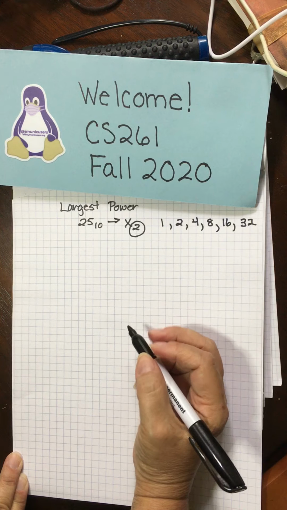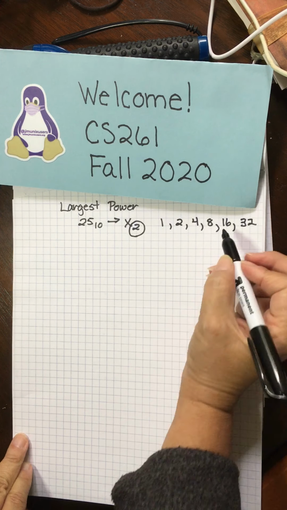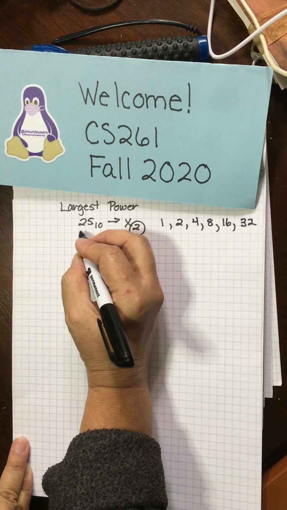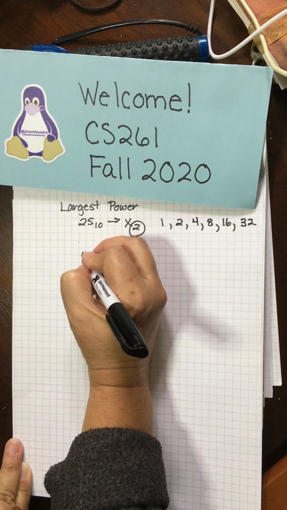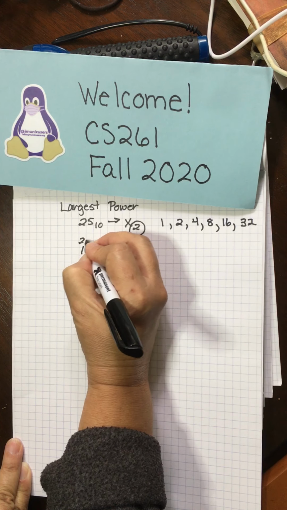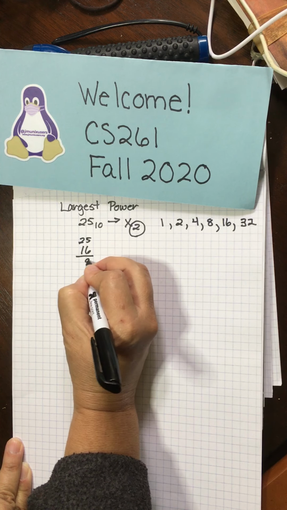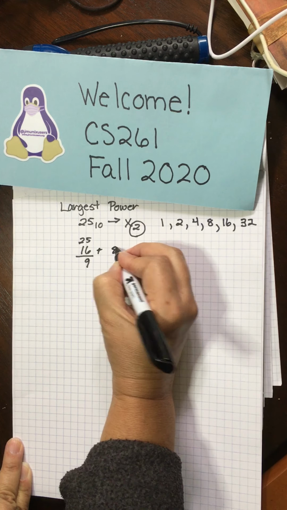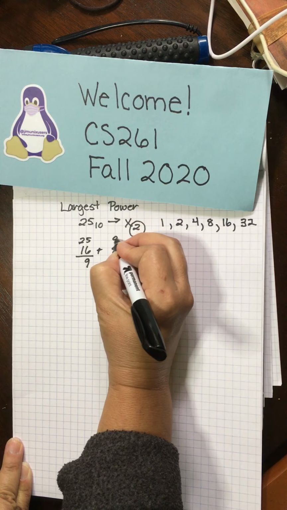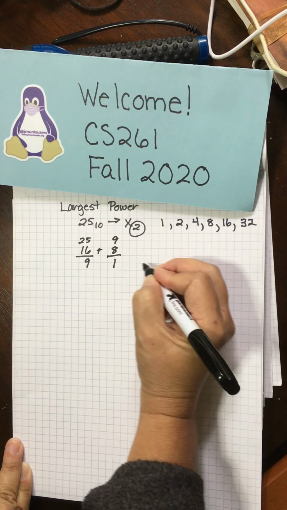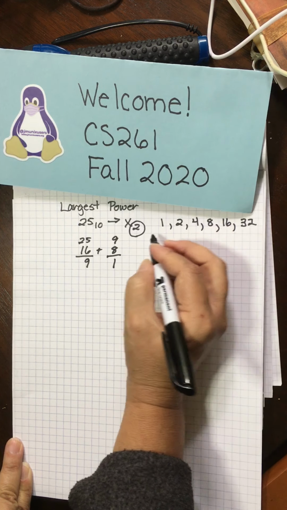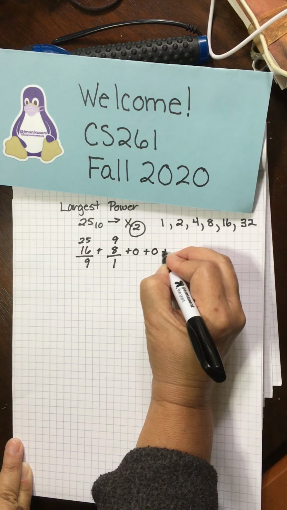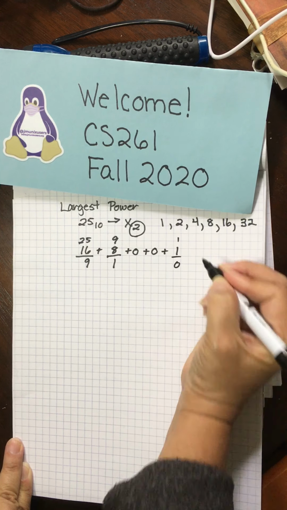So what I want to do is say, what do I need? I'm going to start with the largest power. In order to get 25, I'm first going to take 16. So I'll take 16, and subtracting it from 25, I get 9. So now I need 9, so I can take 8. And 9 minus 8 is 1, and I have 1 left. So I do not want any 4s, I do not want any 2s, I just want the 1. So now I have 0 there.